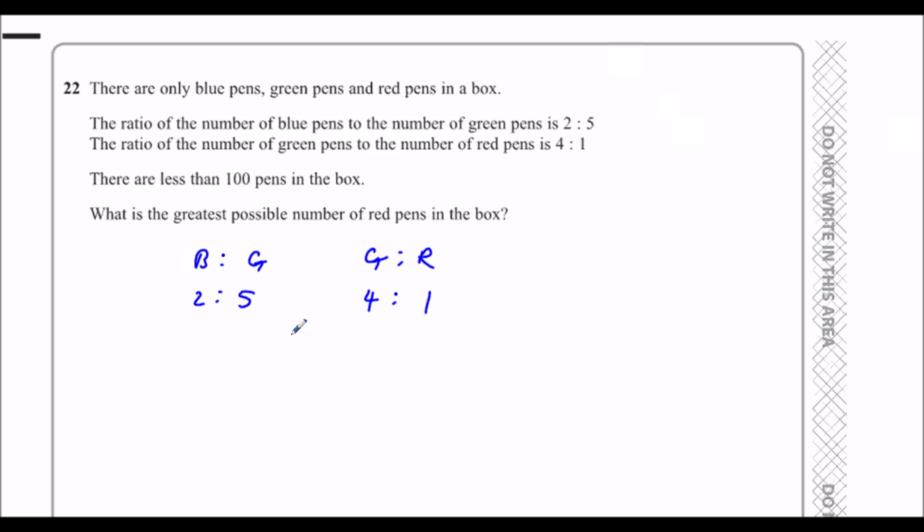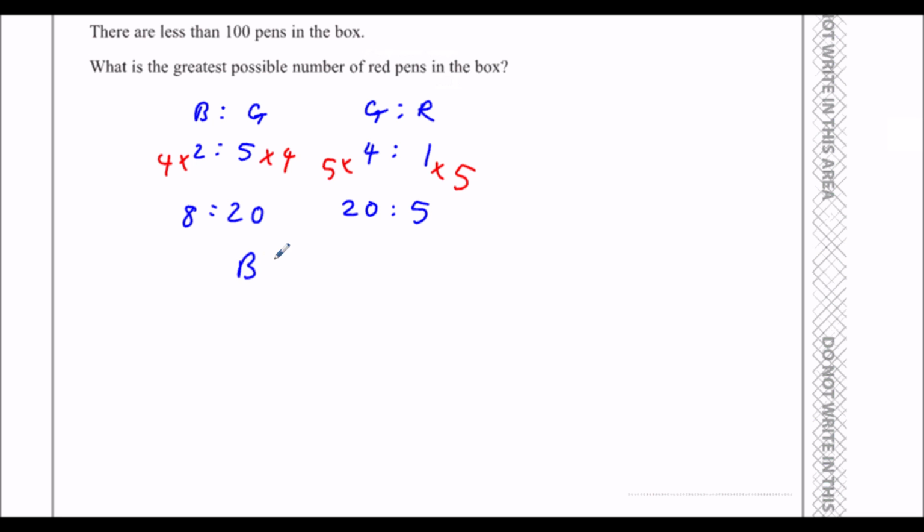So let's get these ratios together. Green's in both. We need to make green the same. So we'll times this one by 4 and this one by 5 to make green the same number. So we've got 8 to 20 and 20 to 5. So now green is the same number. That means blue to green to red is 8 to 20 to 5. Okay, so how many parts have we got? We can't simplify this ratio. We've got 33 parts.